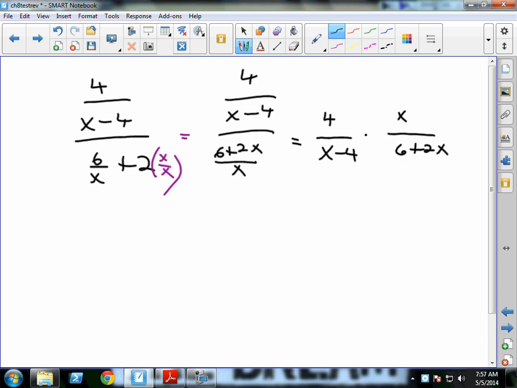Now at this point, people get confused and they want to do some cross multiplying and stuff like that. You could cross cancel maybe, but there ain't no cross multiplying here. We're not solving a proportion. So what we end up with here then is 4x over, and we got to multiply the denominators. When we multiply the denominators, we're going to get 2x squared.